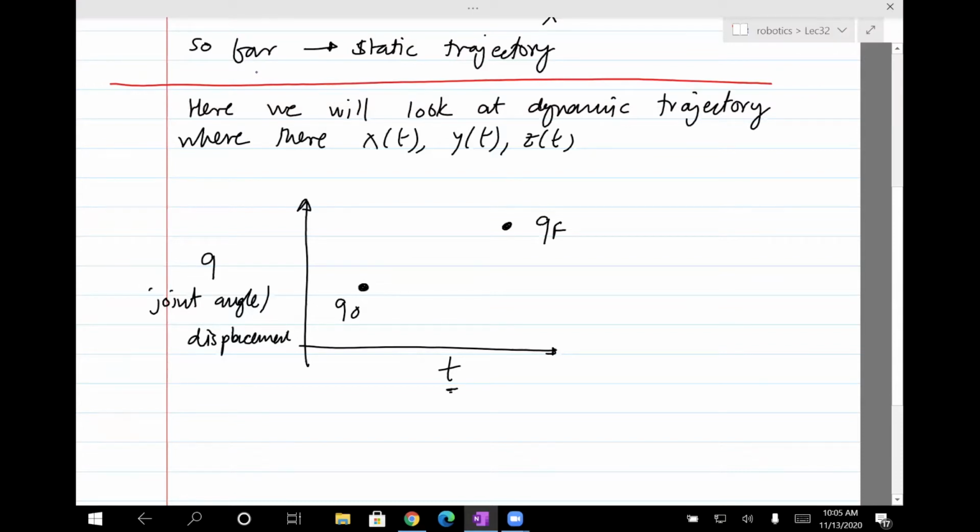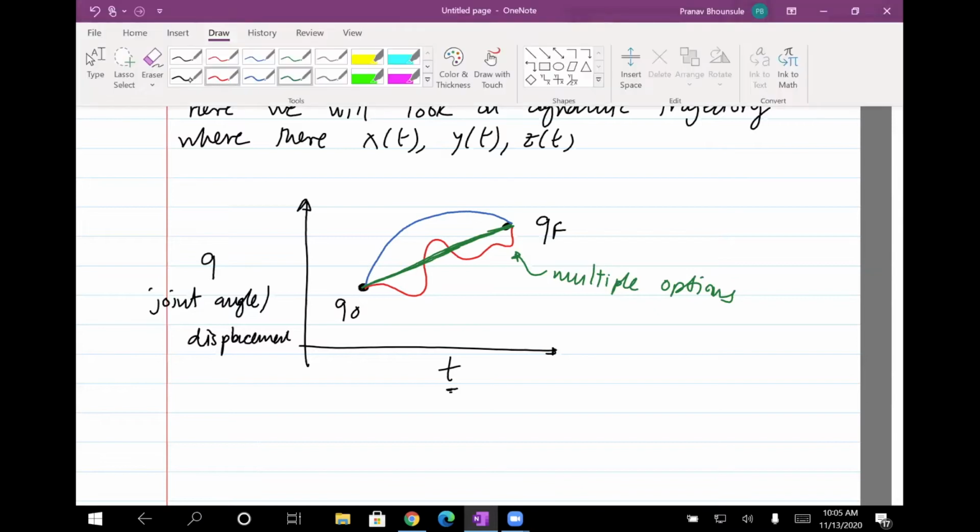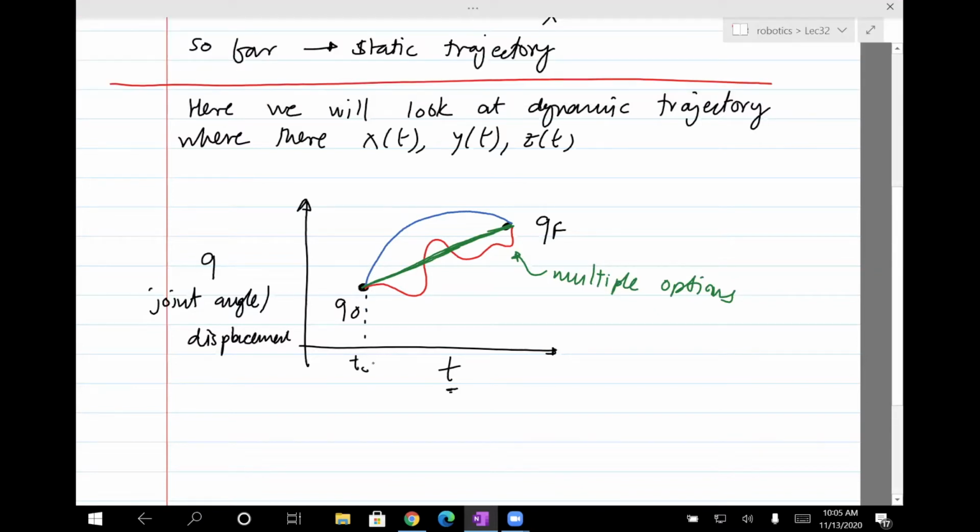One option, well, you could do something like this, or it could be something like this, or let's say it could be just a straight line, right? So there are multiple options. And then here, maybe I want to go from T0 to TF for the time.